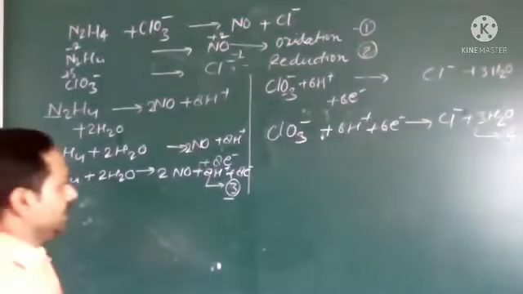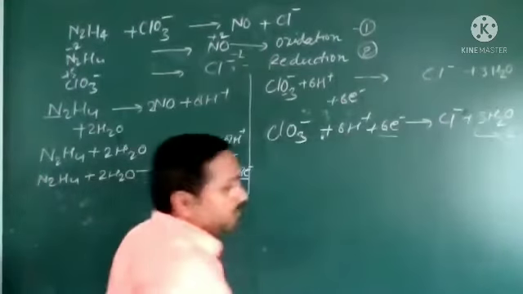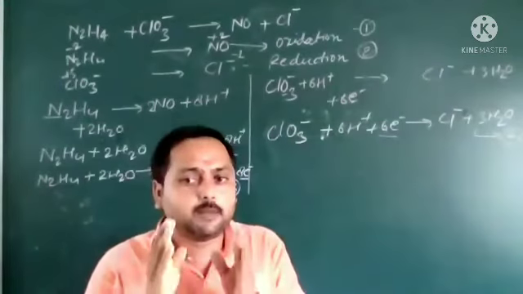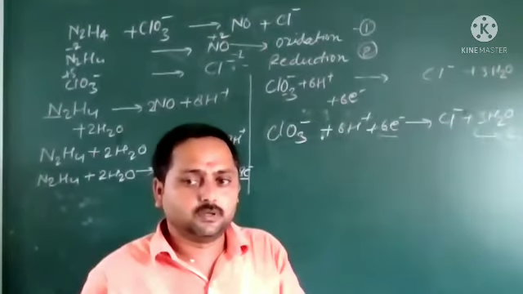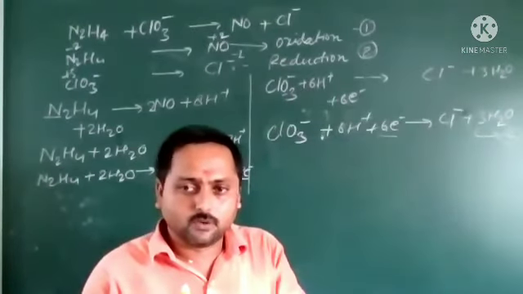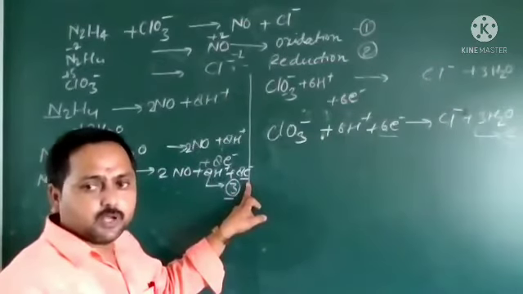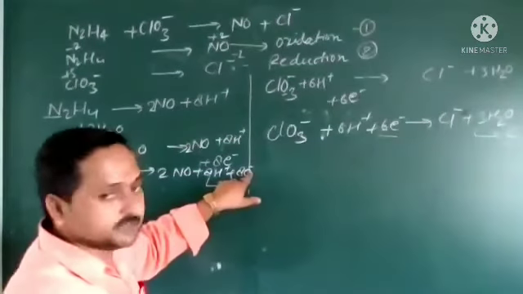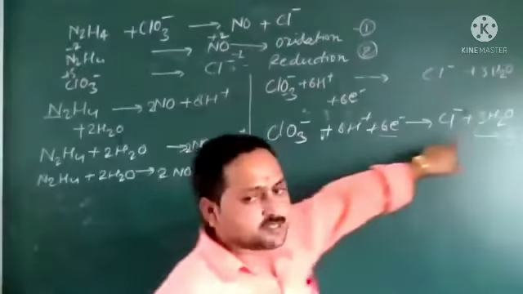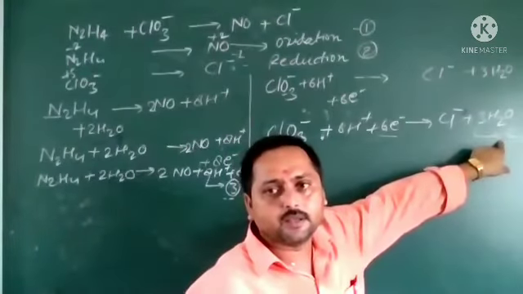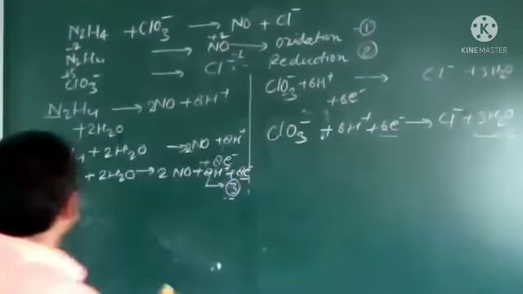But what we have seen there, in this 8 electrons, in that 6 electrons. So what is the lowest common multiple of 8 and 6? That is 24. So we can make it 24. What we can do is multiply equation 3 by 3 and equation 4 by 6. Got it?